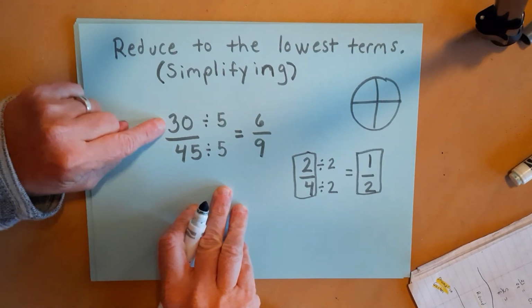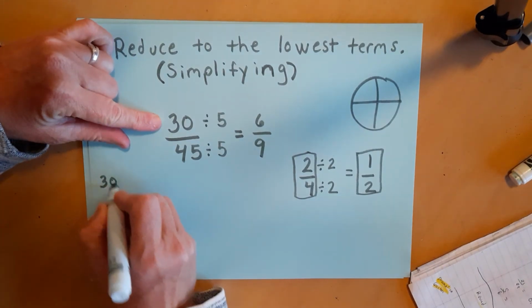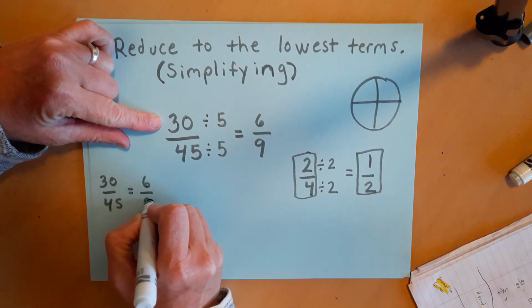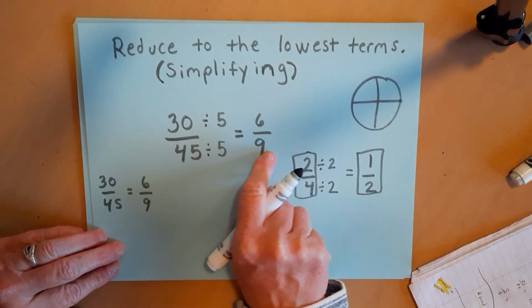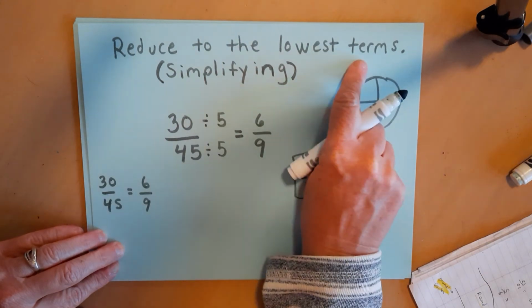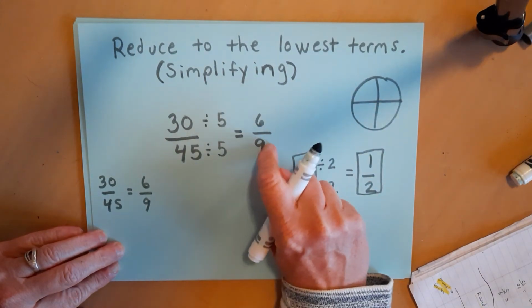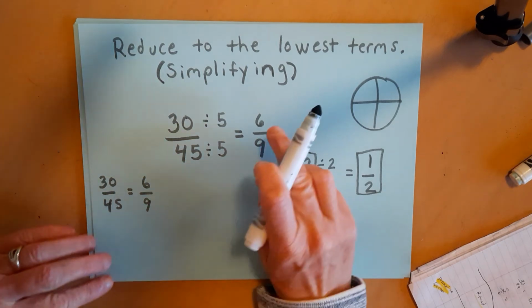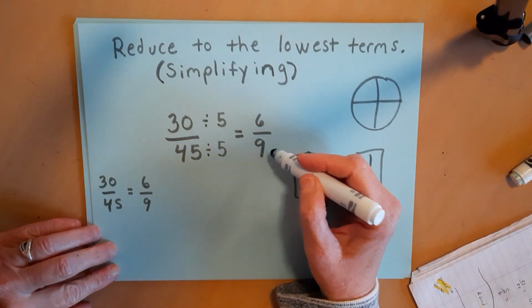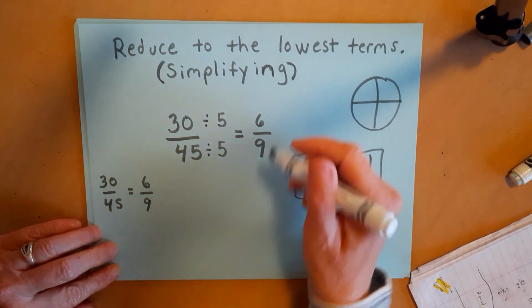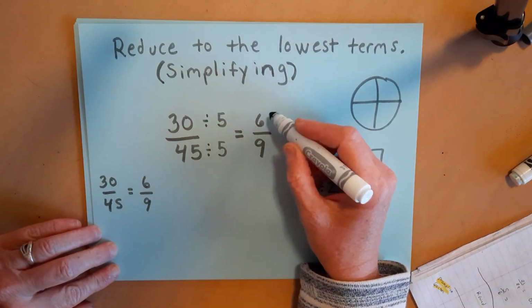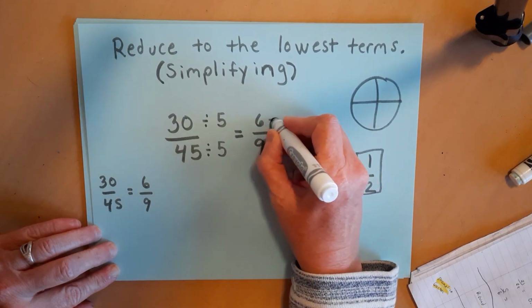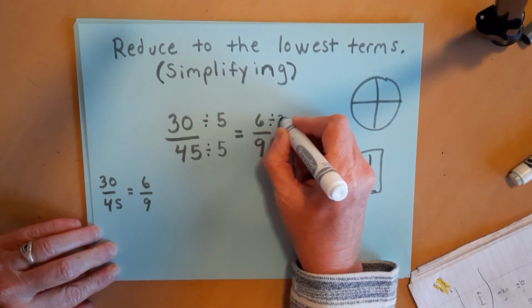And that tells us that 30/45 is equal to 6/9. This is actually not in its lowest terms because there's still more numbers that can be divided into both of these. So we're not done yet. There is another number that can go evenly into both the numerator and the denominator. You know what it is? If you look at it, it's a 3.